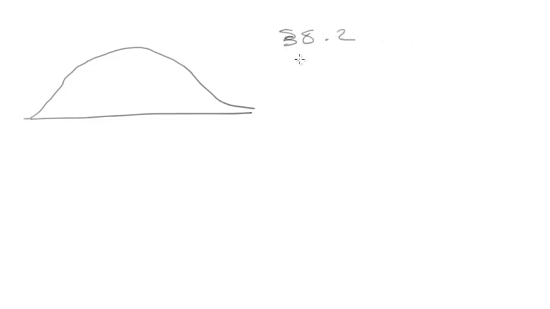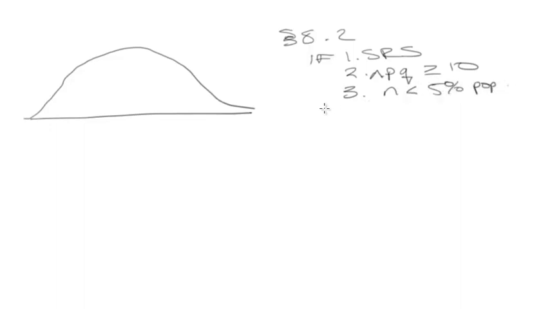and in that section we learned the central limit theorem for sample proportions: if 1, the sample was an SRS, 2, npq was greater than or equal to 10, and 3, if the sample size was less than 5% of the population, then sample proportions are normally distributed, which is why I did that bell curve there to the left.